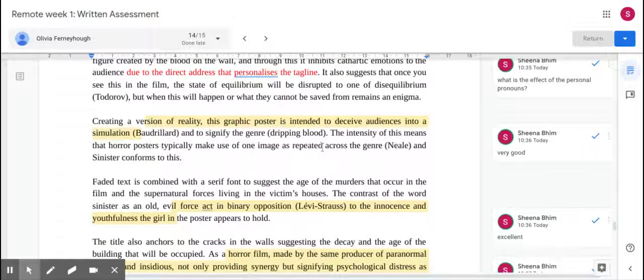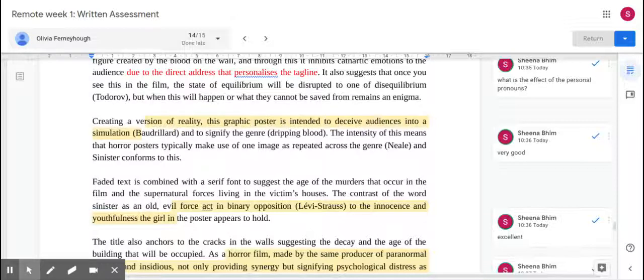Next, we talk about Baudrillard. We say, creating a version of reality, this graphic poster is intended to deceive audiences into believing the simulation, into buying into the reality of this film. So first of all, by understanding that it's fictional, the audience already has a media literate understanding of horror texts, but also to then buy into that false reality, that simulation, is a way for attracting pre-sold audiences to the film.